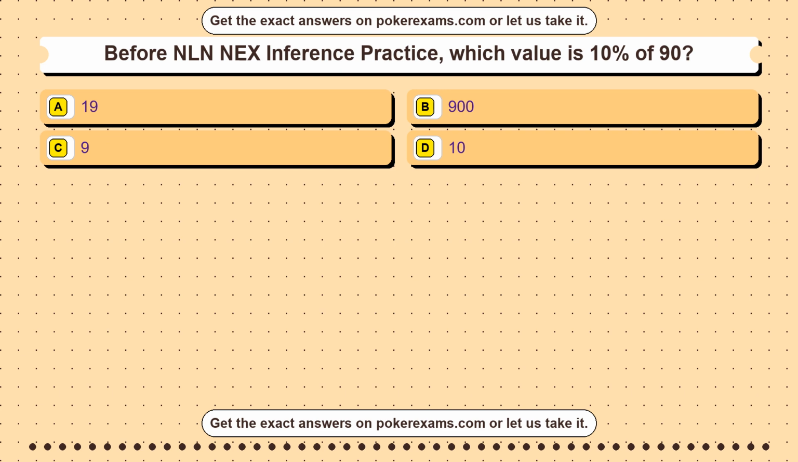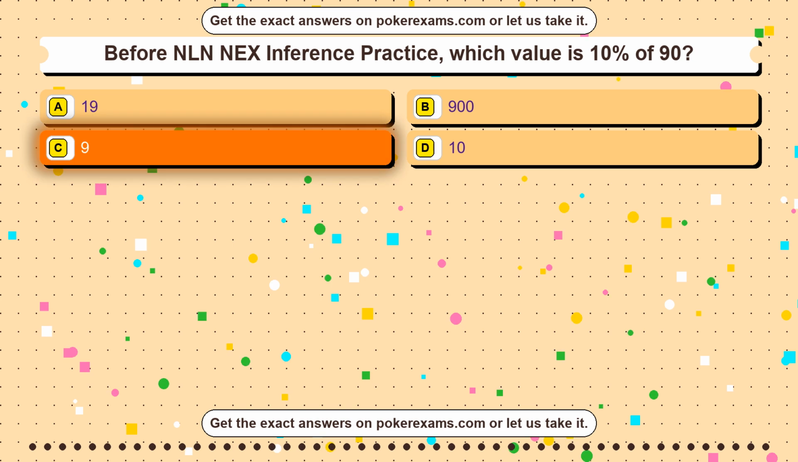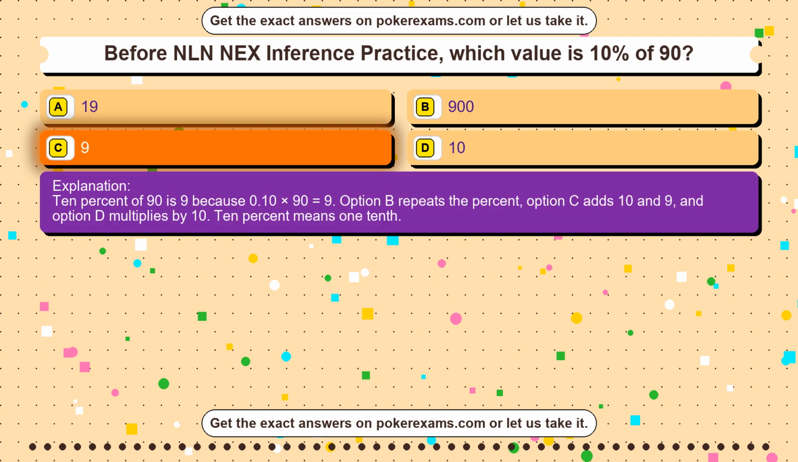Question 35. Before get graphs and data practice, which word signals contrast? Option A. Also. Option B. First. Option C. However. Option D. Because. The correct answer is option C. However signals a contrast between ideas. Because signals cause, also adds information, and first shows order. Transition words reveal relationships in passages.